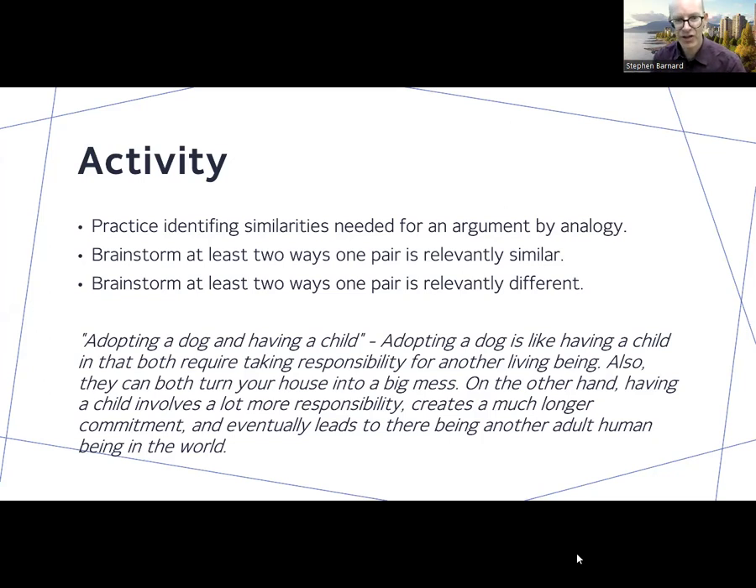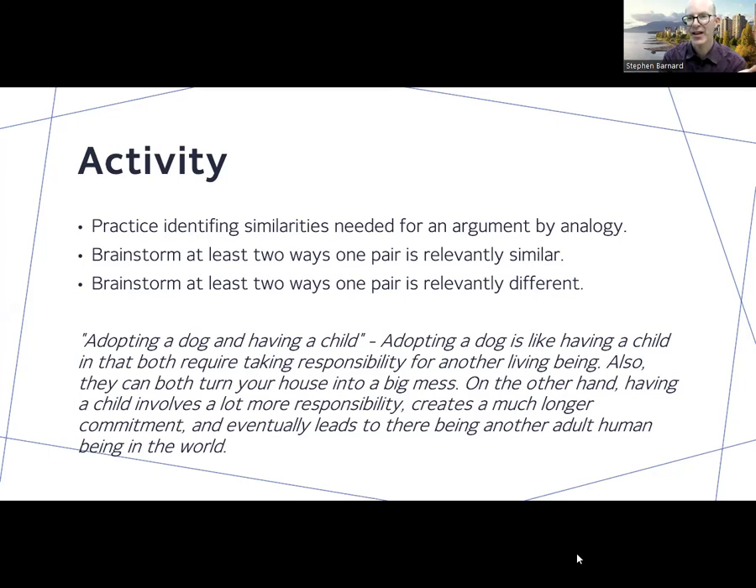Adopting a dog is like having a child. Both require taking responsibility for another living being. Also, they can both turn your house into a big mess. On the other hand, having a child involves a lot more responsibility, creates a much longer commitment, and eventually leads to there being another adult human being in the world. Now, something to think about, and I'll ask everybody this as maybe the first question when we get back together in class on Tuesday. Do you think this is a good analogy?